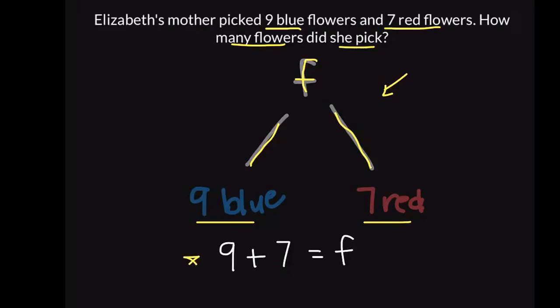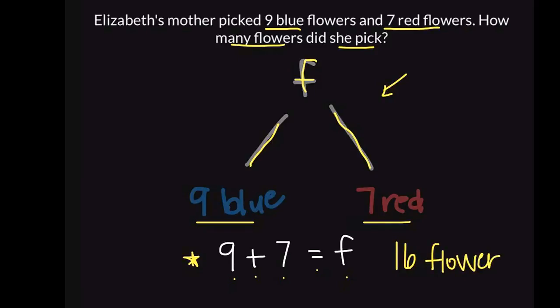Finally, I wrote an equation to help me solve. I know I need to add the 9 plus 7 to equal F, the total that is missing here. So 9 plus 7 would give me 16 flowers for my final answer. Today you're going to practice creating break-apart drawings like this one. You'll also practice writing equations and then solving your problems.